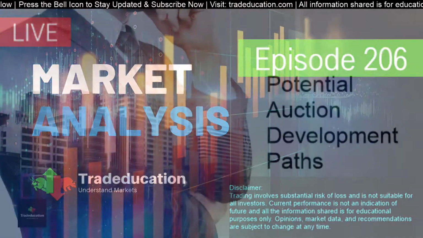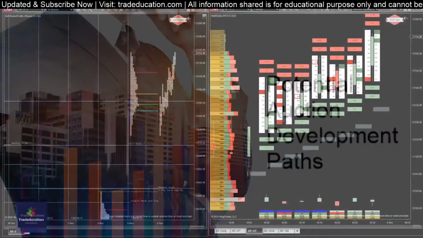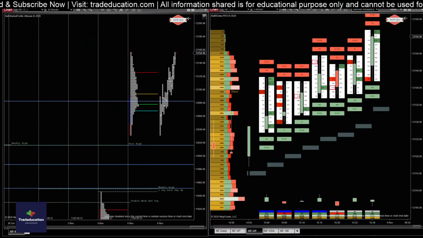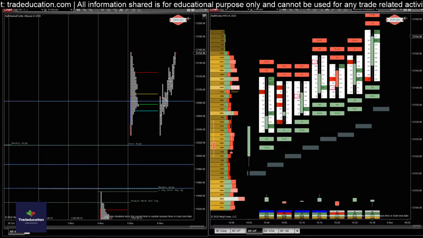Okay. So let me just quickly share my screen and let's study the auction development path which developed yesterday. And are there any intraday setups which we can trade today?